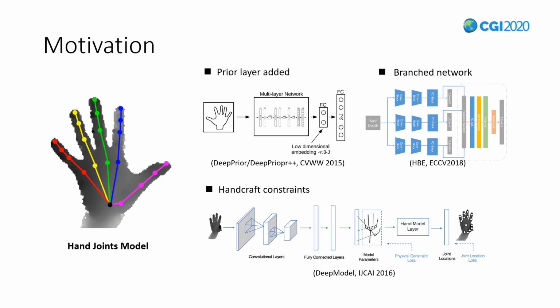And in HBE, one work of ECCV 2018, they proposed to use a branch network to regress the joints' positions. Different branches of the network regress different parts of the hand, and then they concatenate the features to regress the hand joints model.